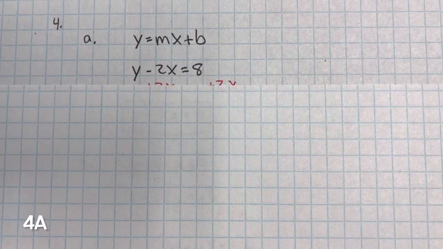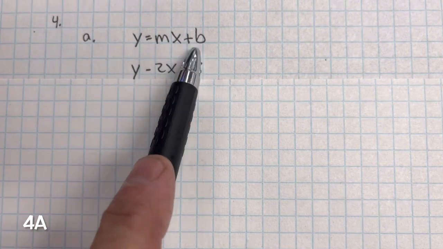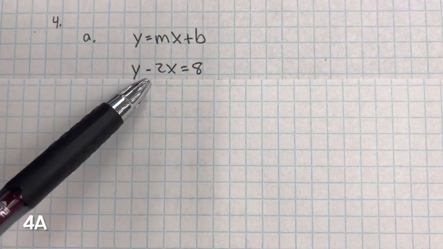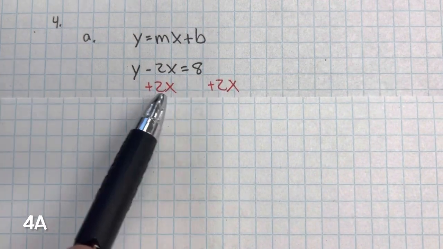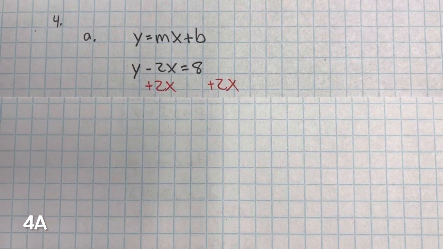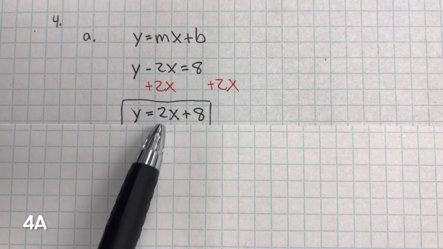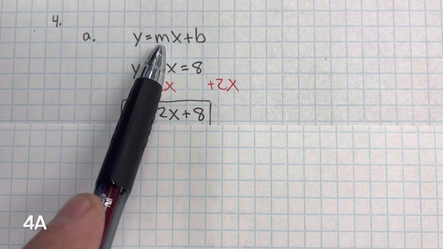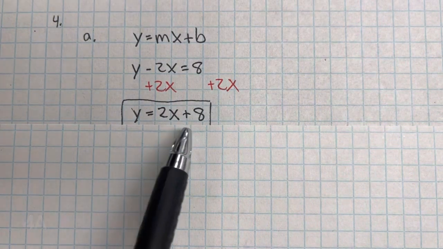For problem 4, we need to convert the linear equations to slope-intercept form, y equals mx plus b. So we need to get this into y equals mx plus b, so we want to get y by itself. So we're going to add 2x to both sides, which creates a 0 pair. These are not like terms, so you can't combine them. And so I'm going to put the positive 2x first because we want it in mx plus b form. So we get y equals 2x plus 8.